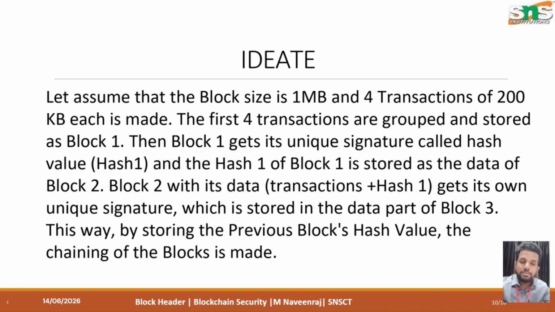Next is how the block header is responsible for chaining blocks. Each block header stores the previous block's hash. This creates a linked chain. Any modification breaks the chain. This is why the blockchain is tamper-proof.